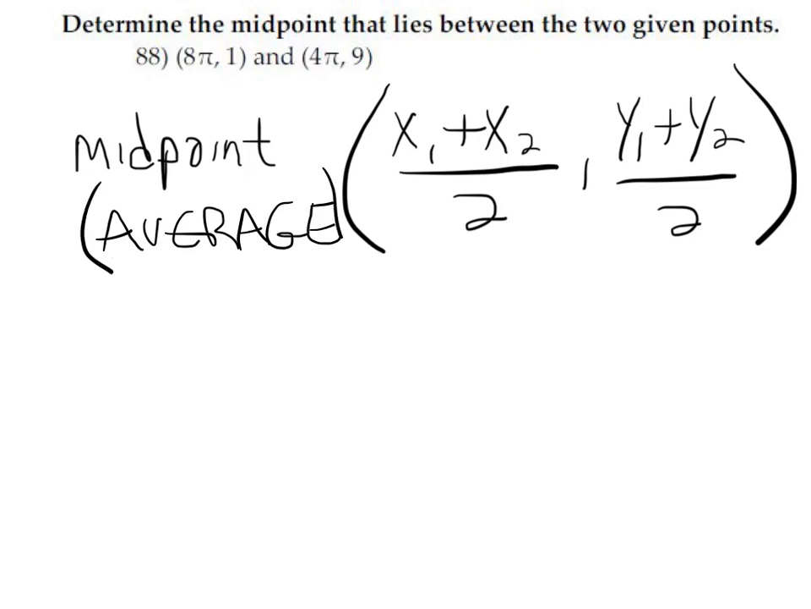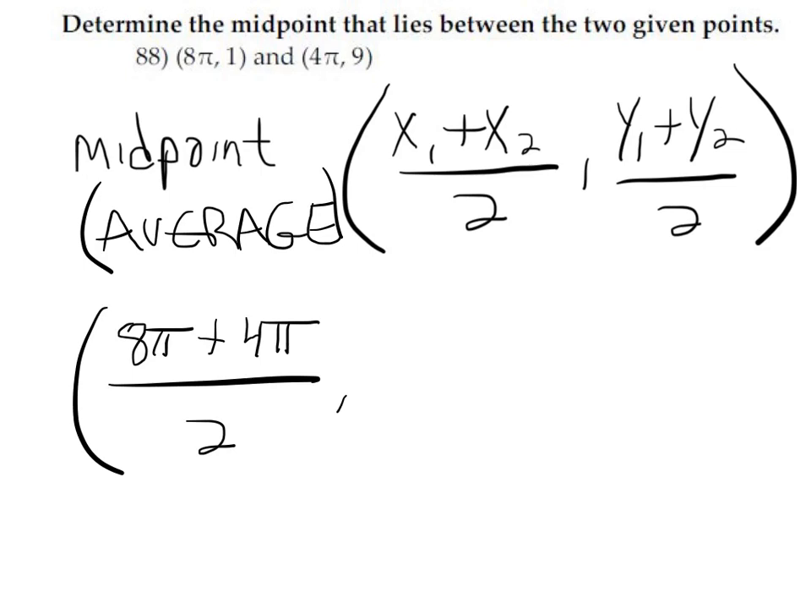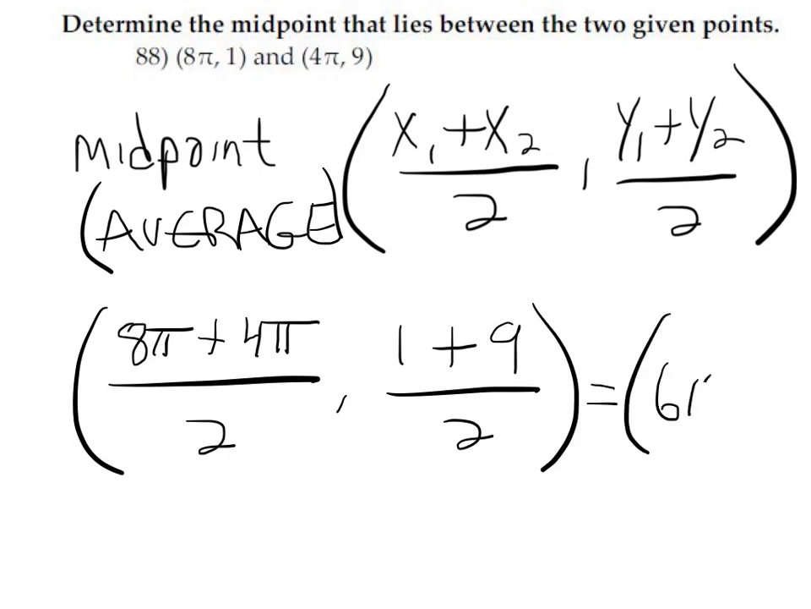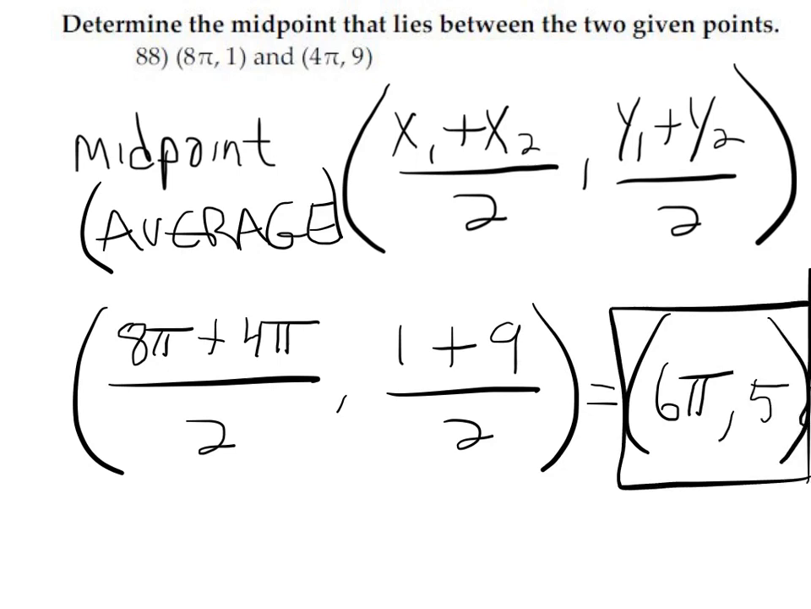Okay, so we need to take the x values, 8 pi plus 4 pi, and divide that by 2, comma, and the y values, 1 plus 9, and divide that by 2. And that gives me 12 pi divided by 2 is 6 pi, and 9 plus 1, 10 divided by 2 is 5. And we have found our midpoint. That completes this problem.